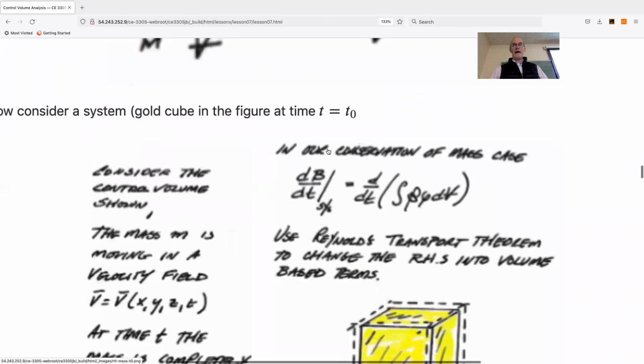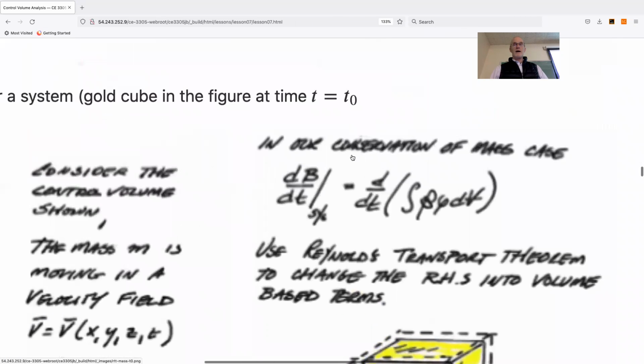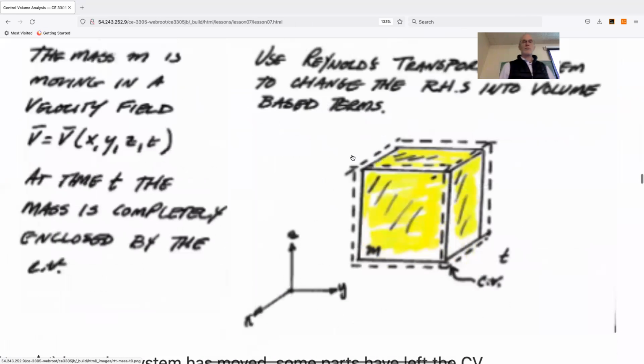So now we're going to look at a gold cube, and we'll look at the words in a minute. So here we have some piece of space. In this case, it was a real authentic cube. And everything inside it is painted gold. So at that moment in time, when that picture was created, we can surround the cube with these dashed lines, and that represents our control volume. That's the outline of the control surface.